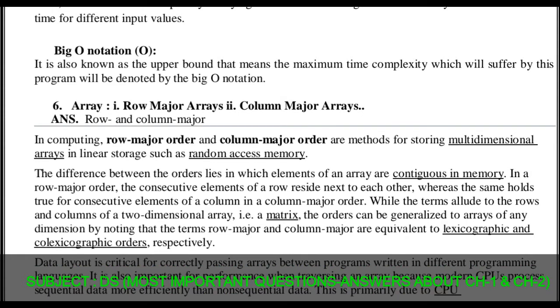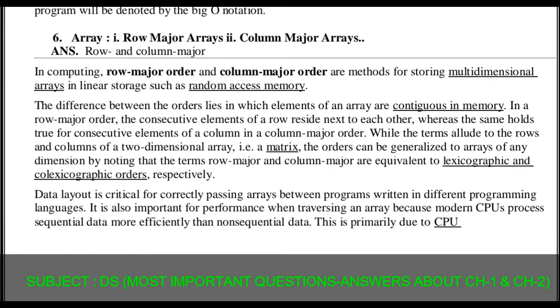Sixth question is row major array and column major array. In computing, row major order and column major order are methods for storing multidimensional arrays in linear storage such as random access memory. Here the difference is the order in which elements of an array are contiguous in memory. In row major order, the consecutive elements of a row reside next to each other, whereas the same holds true for consecutive elements of a column in column major order. The terms allude to the rows and columns of a two-dimensional array as a matrix.